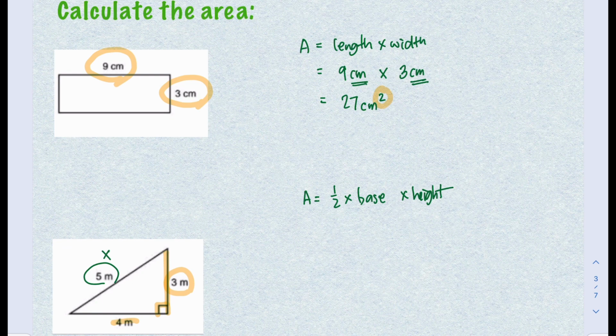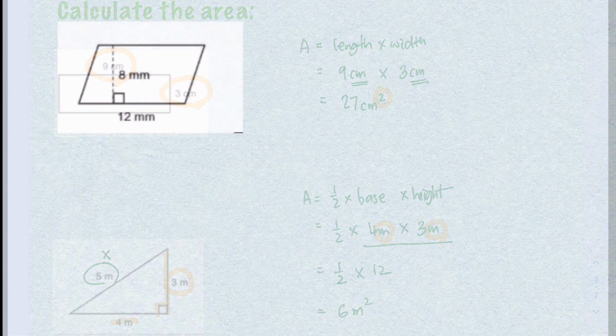Going back to our formula, area is equal to 1/2 times base was 4 meters and height was 3 meters, and then calculate. I'm going to calculate 4 times 3 first. So that is 1/2 times 12 because 4 times 3 is 12. Now what is half of 12? It is 6. And don't forget meter times meter, so it becomes meter squared.